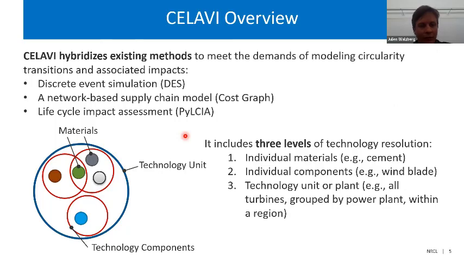And so by combining those three different types of methods, we can also include three levels of technology resolution. So we can look at individual materials. In the example of a wind turbine, we can look at cement from the foundation. We can also track other materials such as composites and so on. We can look at individual components, so for instance, wind blades, and we can look at the whole technology unit, so for instance, wind farms in the case of wind power.